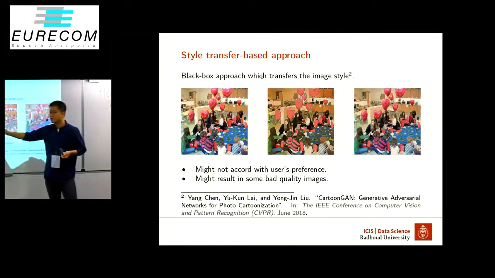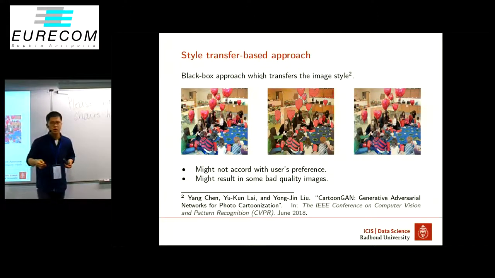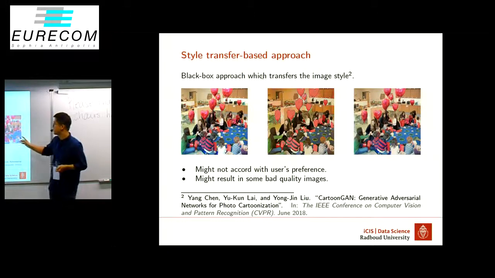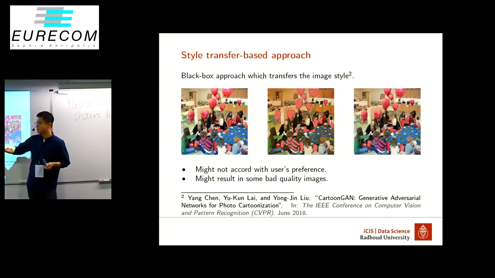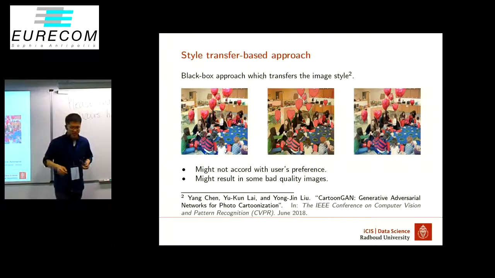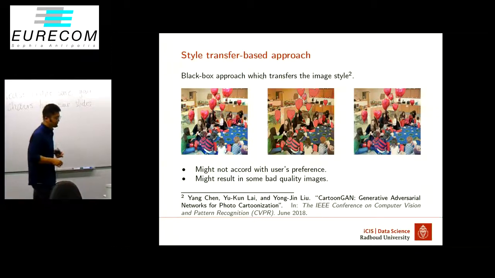Here I show two examples. The leftmost one is the original image. In the middle is one from the CartoonGAN, with the style of the Japanese cartoon Hayao. And the rightmost image has the style of the Japanese painting Ukiyo-e. You can see from the slide that it has comparably nice quality.